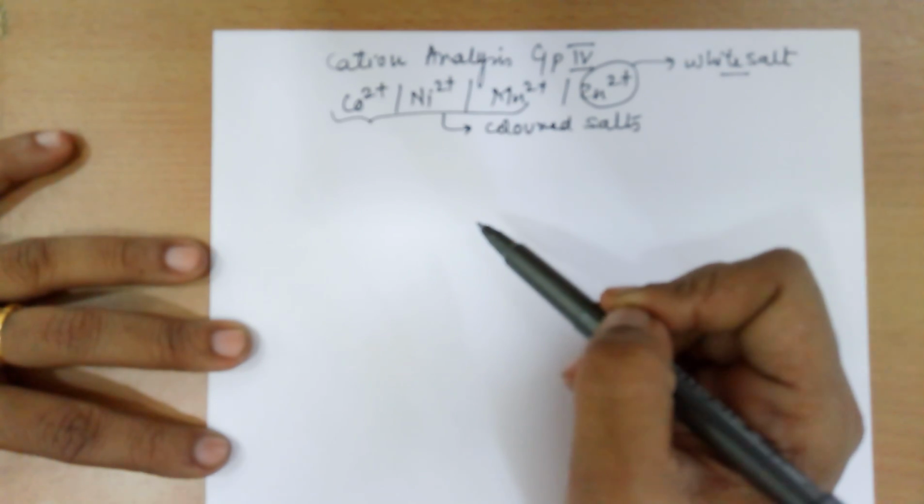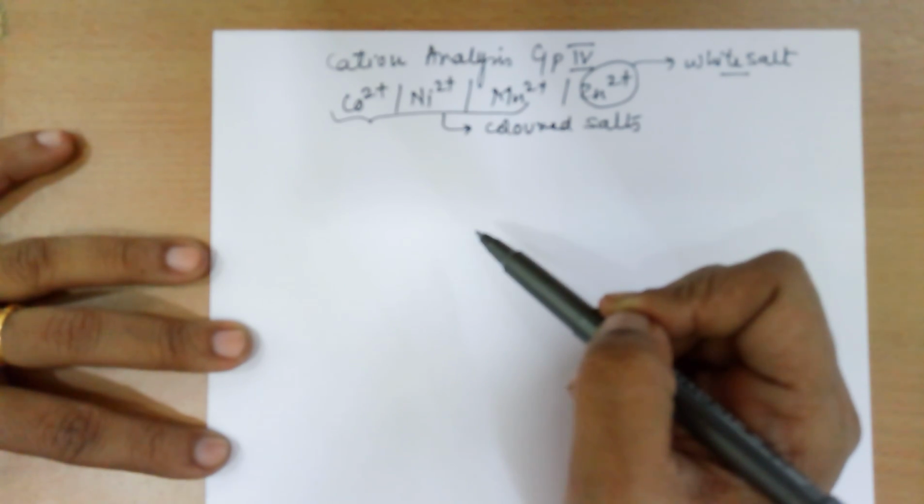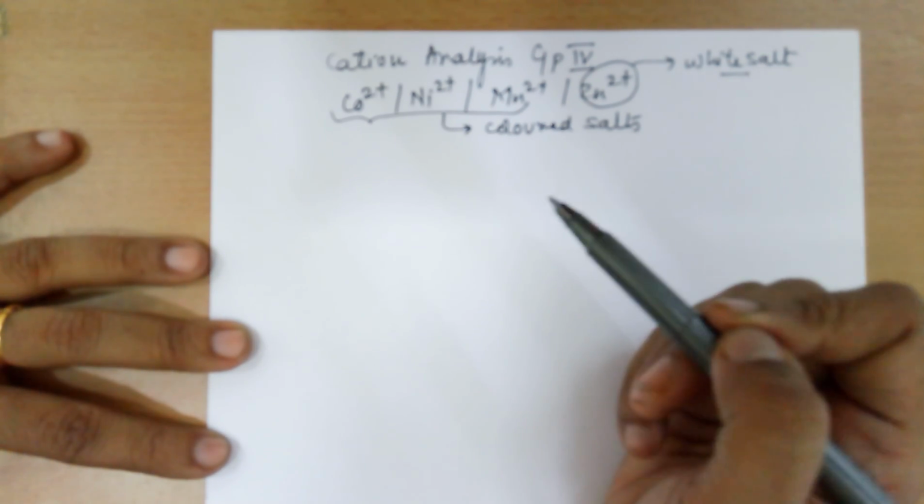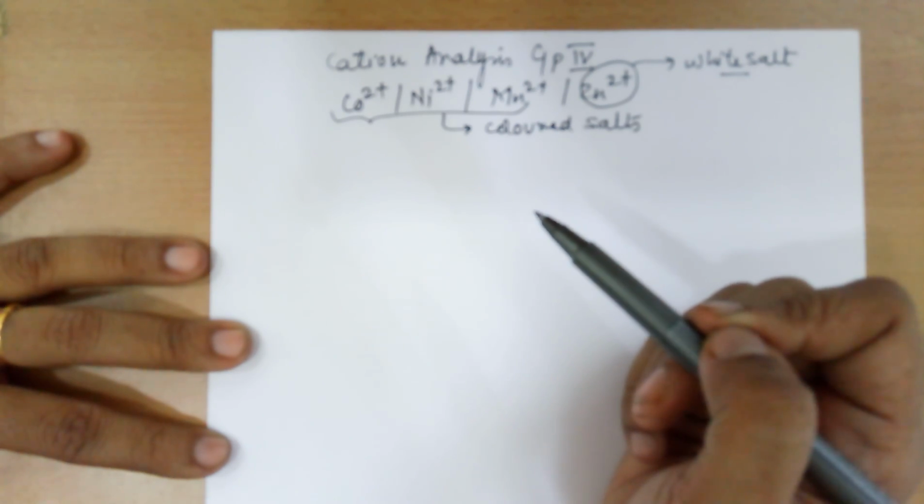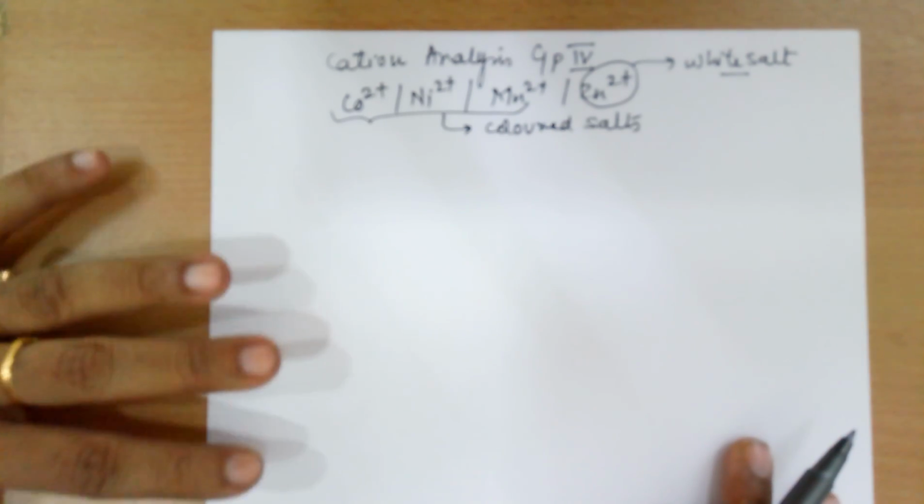Manganese salts generally are baby pink in color, too light. So you can only identify the pink color if you compare the salt with a white tile. Otherwise, it may seem white to you.